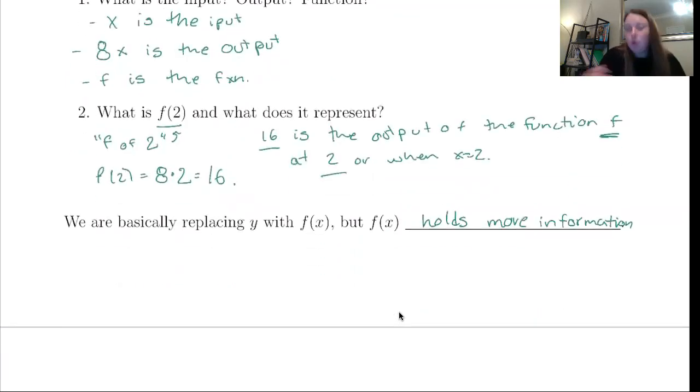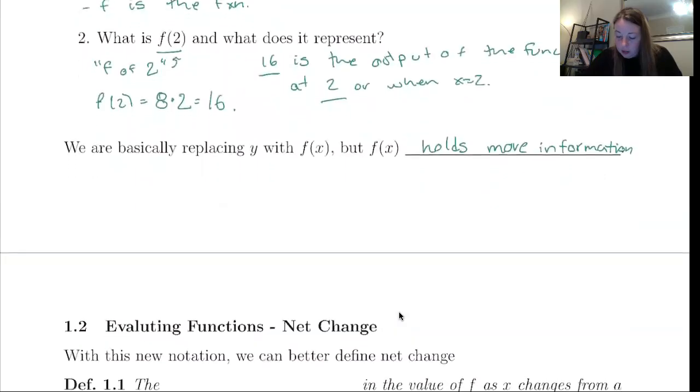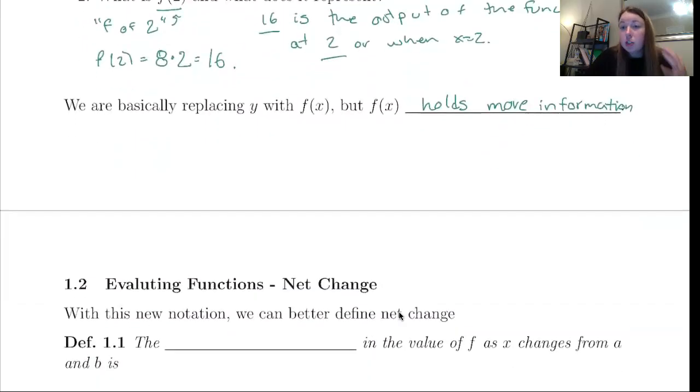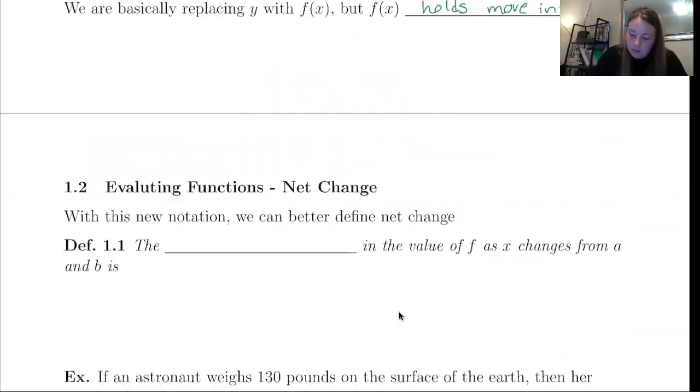Right? Like when you're telling a story about yourself when you're 5, you would say "when I was 5." Now you'd say, "oh, I just did this," and then you're talking about something that would be really interesting for you to do now instead of at 5 years old. You kind of want to give that little bit more information, and that's what f of x holds versus just saying y. Okay? So now with this more information, I've kind of leaded on to this when we were talking about 1.4, but now we can really define net change a lot nicer instead of saying output this, output that. So with this new notation, we can better define net change.